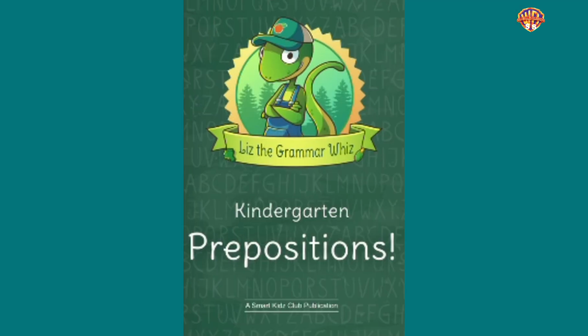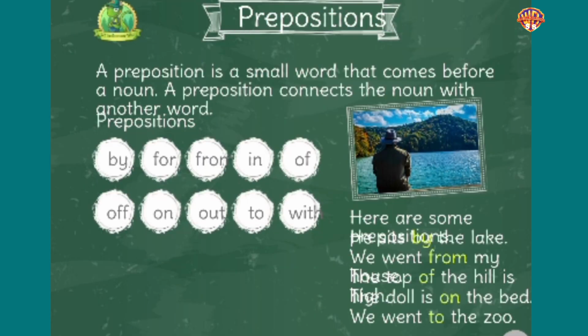Prepositions. A preposition is a small word that comes before a noun. A preposition connects the noun with another word. Prepositions: by, for, from, in, of, off, on, out, to, with.